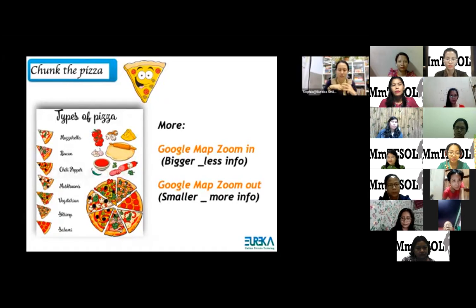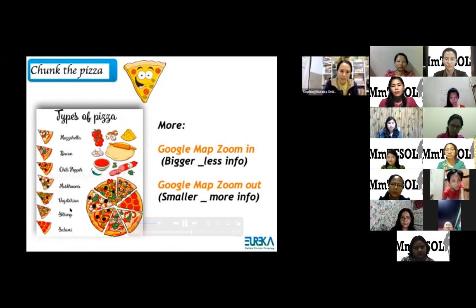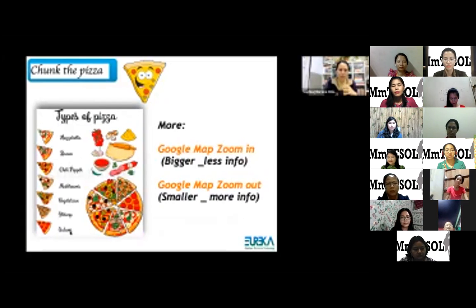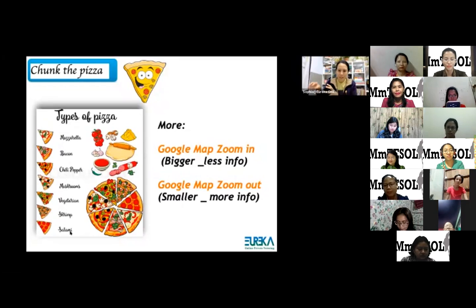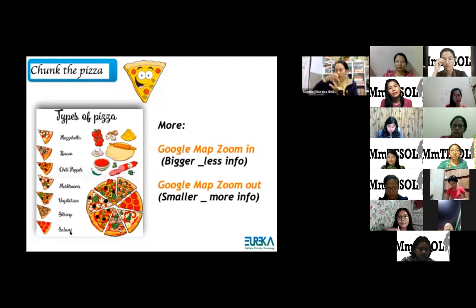And among these chunks, there are certain chunks which can be put under one group. For example, bacon, right? Shrimp, salami, they can be put under, let's say, meat. And chili pepper, mushroom, vegetarian, they can be put under vegetables. And mozzarella is a cheese, so you can put it under dairy, right? So if we have to remember this whole slide, all we need to remember is only 3 chunks. Pizza with meat, we have different types of pizza made of meat, and then vegetables and some dairy products. So that way we remember the information.